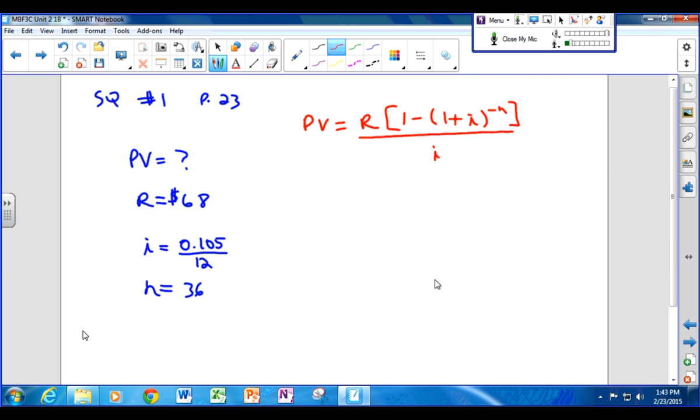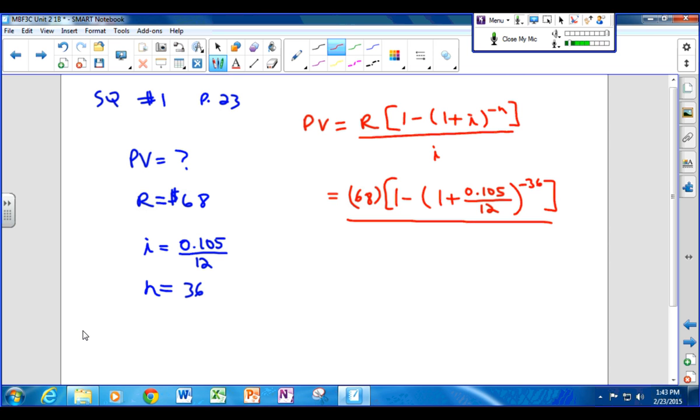All right, let's plug everything in then. Our R is $68 a month. I just put it in curly brackets. That sort of helps me to see that I need to multiply something. 1 minus 1 plus 0.105 over 12, to the negative 36. Do watch the negative exponents in this section. You'll know because you're going to get some very strange numbers. If you get a very strange answer, that tells you to check your exponent and make sure it's negative.